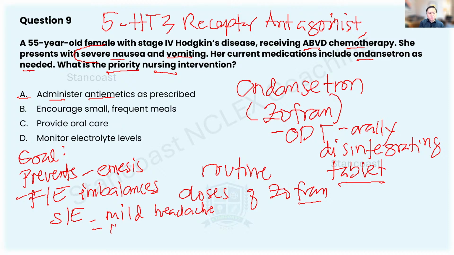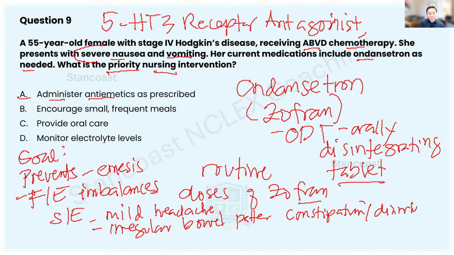There's also some irregular bowel pattern. They can probably lead to constipation or diarrhea. So either diarrhea or constipation. Let me just write it out before I get you confused here. Diarrhea, constipation. Diarrhea and constipation, either. And then they're also going to have some fatigue.